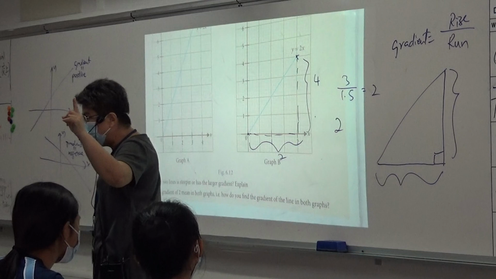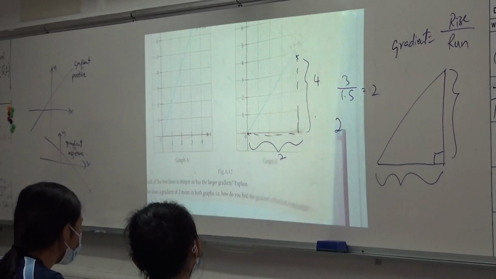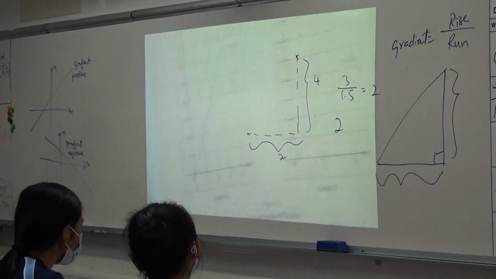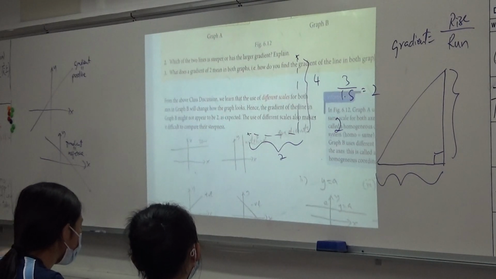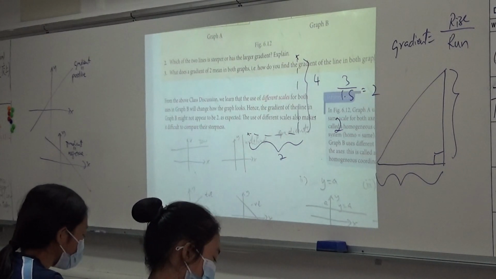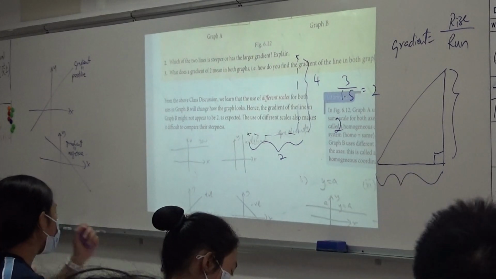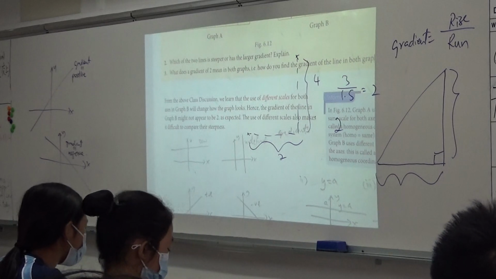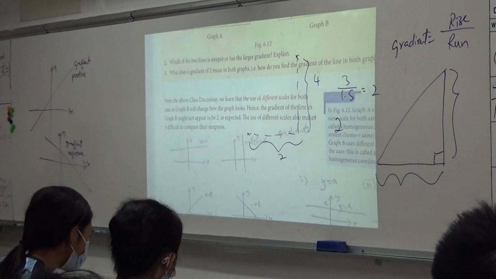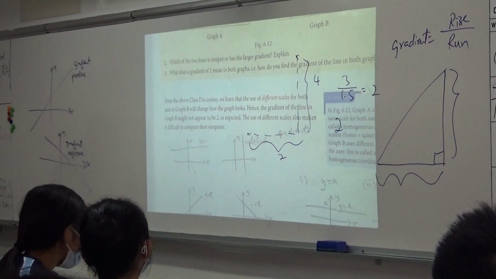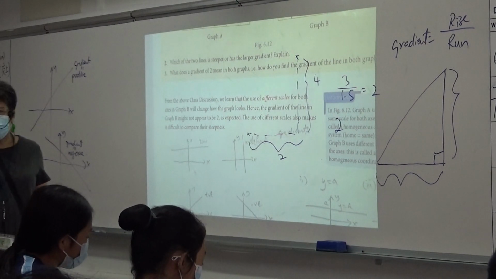Everybody clear now? Okay, so, alright. Let's look at page 155 at the bottom here. From the above discussion, we learned that the use of different scales for both axes in graph B will change how the graph looks. Hence, the gradient of the line in graph B might not appear to be 2 as expected. The use of different scales also makes it difficult to compare their steepness. Correct? Okay? So, just calculate the number up, then you know how steep it is.